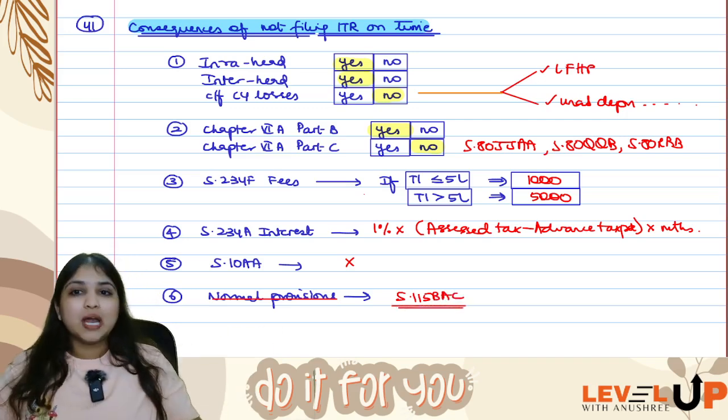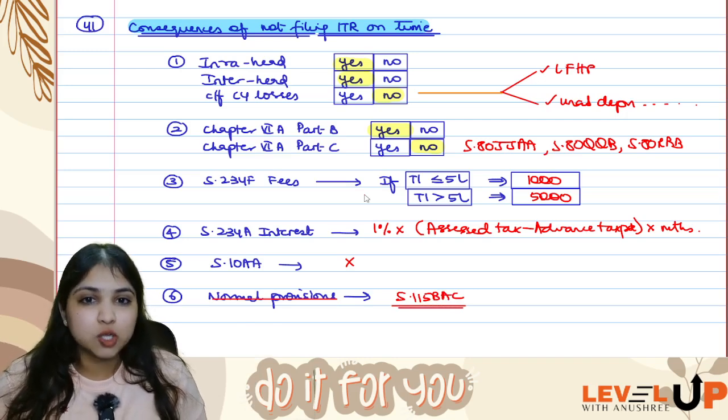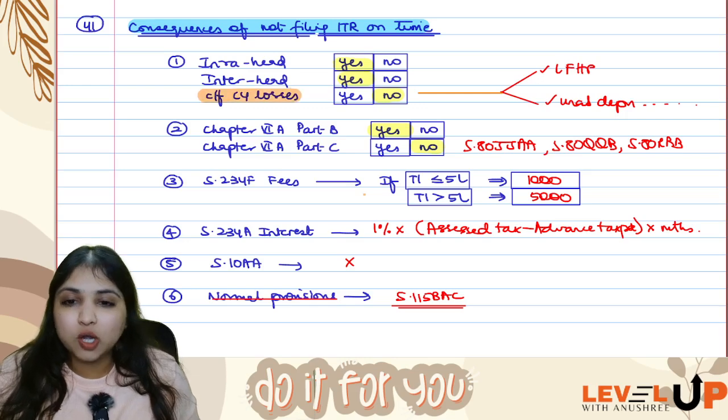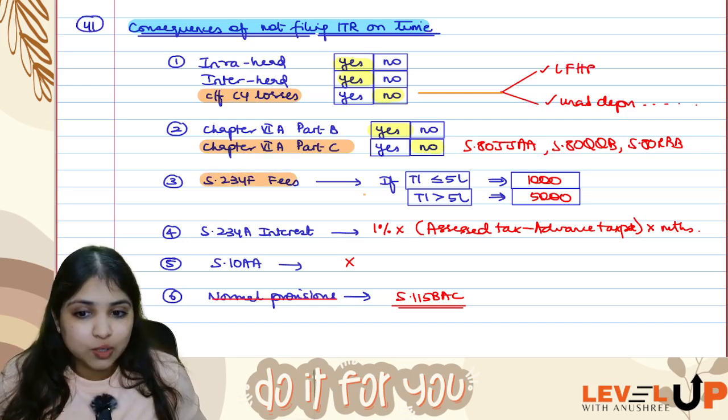You cannot opt out if assessee files ITR late. So conclusion, if assessee files ITR late, what are the consequences? Consequence number 1, you cannot carry forward current year losses. Consequence number 2, Chapter 6A Part C you cannot enjoy. Consequence number 3, 234F fees you will have to pay.